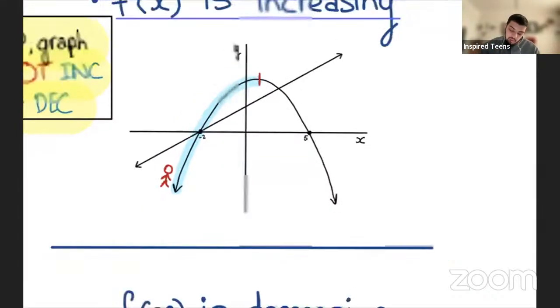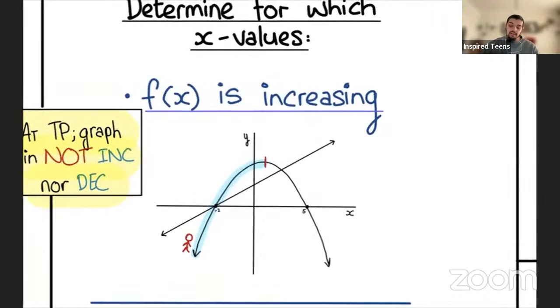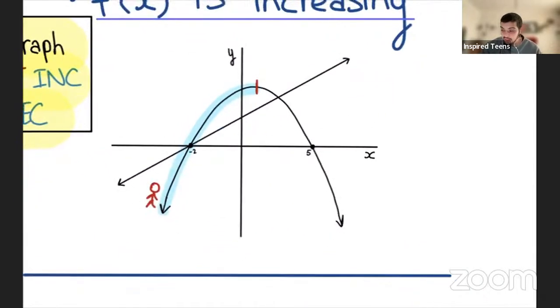Okay, so we have to determine the x values for which this graph is increasing. Now, whenever we want to use x values, of course, we are only going to look at x values. That sounds silly, but what I'm trying to get at is many people get confused as to how to answer these interval questions.